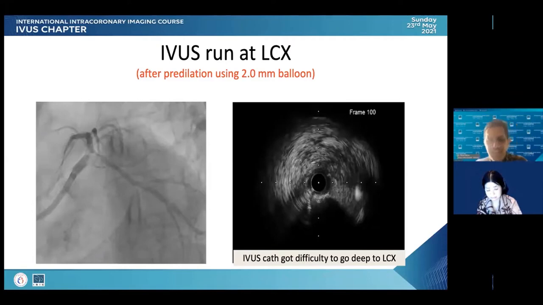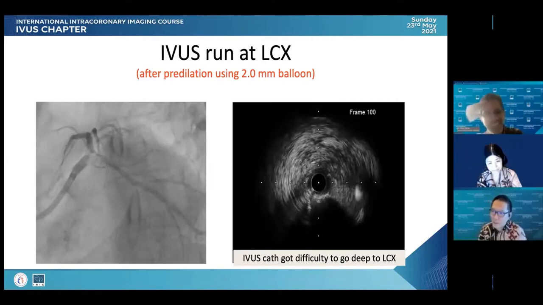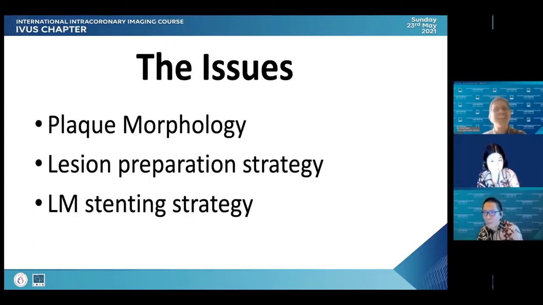So, what do you think? Can I ask Dr. Rowe to discuss this case? What is your strategy after you see the bifurcation left main Medina 111 with the heavy calcifications?